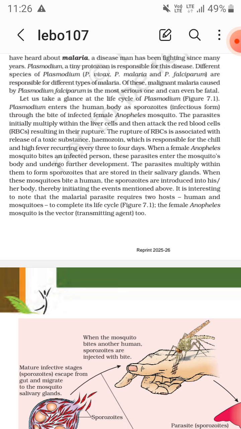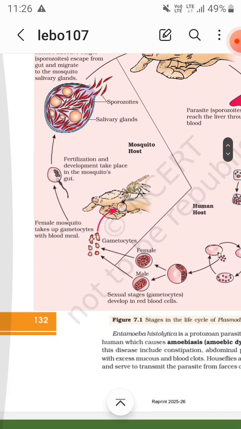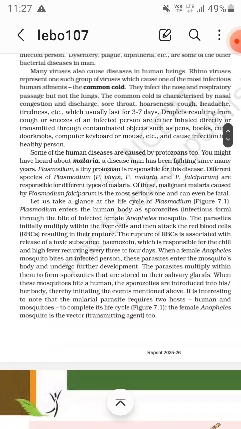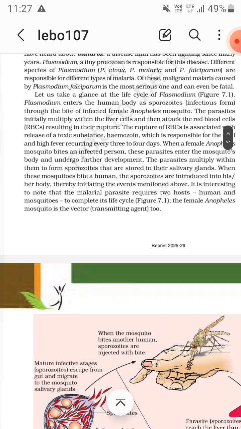Plasmodium enters the human body as sporozoites, which is the infectious form, through the bite of an infected female Anopheles mosquito. Remember, they initially multiply within the liver cells and then the blood cells. They reproduce asexually and sexually in the gut of the female mosquito, and they mature into infective stages, sporozoites, stored in the salivary glands.